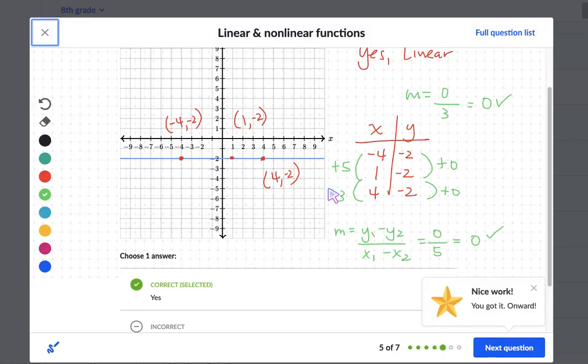Again, you don't have to do all this. If you already have the graph, you can just eyeball it and see that it is a straight line. However, that's how you would create the table of values.